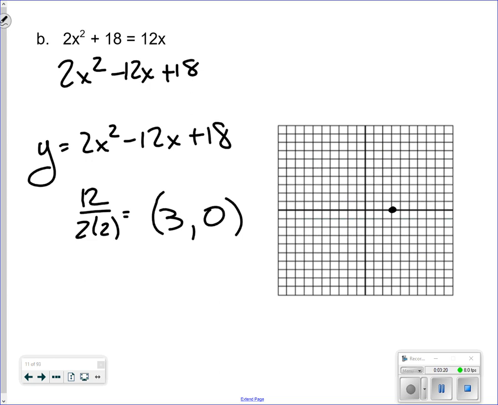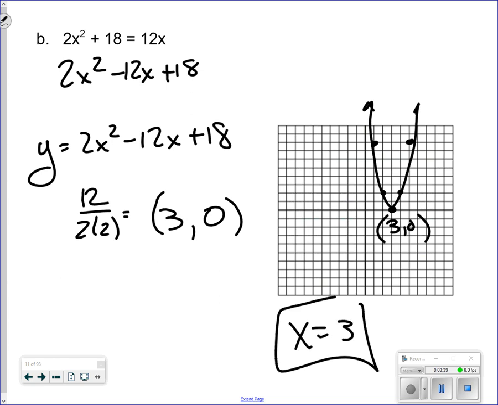Using the shortcut method, over 1 you go up or down, in this case up a, so I'll go up 2. 4a, so I go up 8. And then I graph the parabola. The only intercept is 3, 0. It's the vertex, so the only answer to this question is x equals 3.